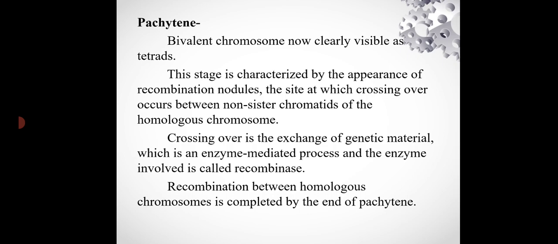This stage is characterized by the appearance of recombination nodules, the site at which crossing over occurs between non-sister chromatids of the homologous chromosomes. Crossing over is the exchange of genetic material, which is an enzyme mediated process. The enzyme involved is called recombinase. Recombination between homologous chromosomes is completed by the end of pachytene.